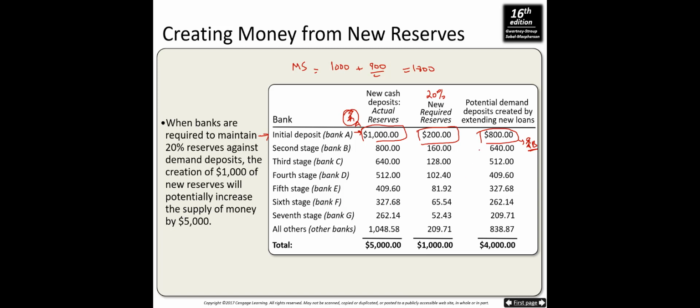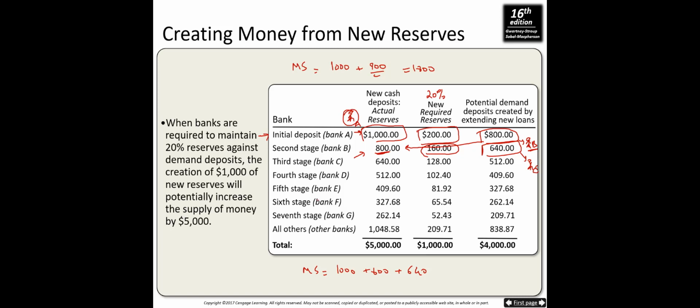And this process continues because person B can go here and deposit $800 and bank B should also keep 20% of it in the reserve, but the remaining can be given as a loan. So this is again another stage of extending new loans. And let's say person C withdraws this loan. Now let's look at what happens to the money supply. $1,000 from person A, $800 from person B, and $640 from person C. As you see, banks are creating money by extending new loans.